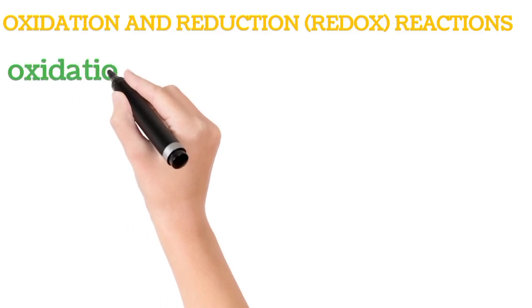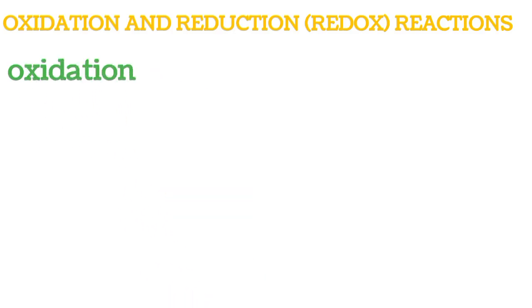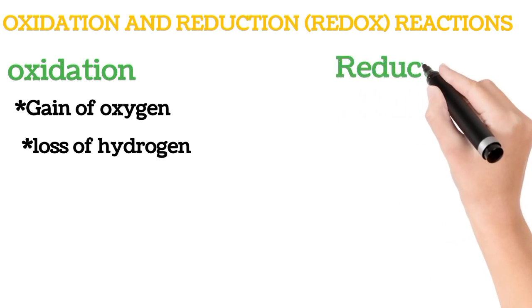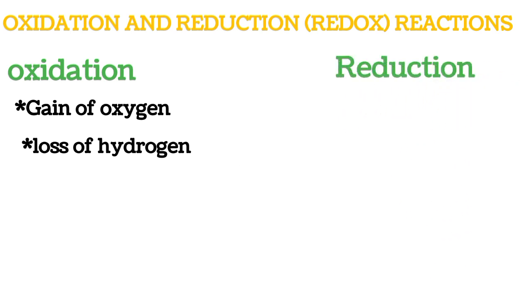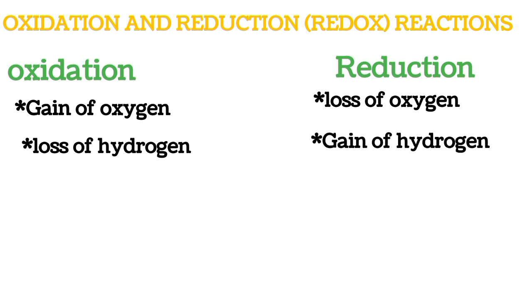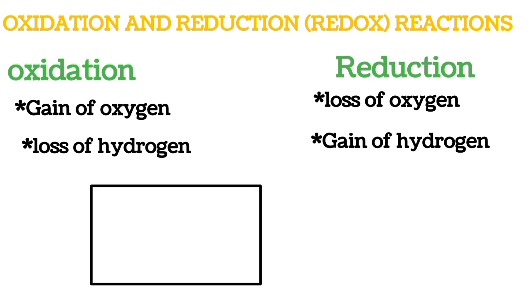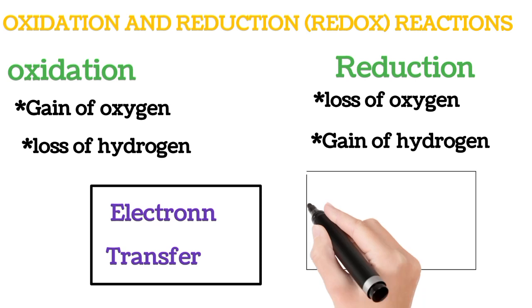In this lesson, we're going to be learning about oxidation and reduction reactions, also called redox reactions. We're going to study oxidation, but you must have known oxidation as gain of oxygen or loss of hydrogen, and reduction as loss of oxygen or gain of hydrogen. But in this lesson, we'll be studying oxidation and reduction reactions under the concept of electron transfer.